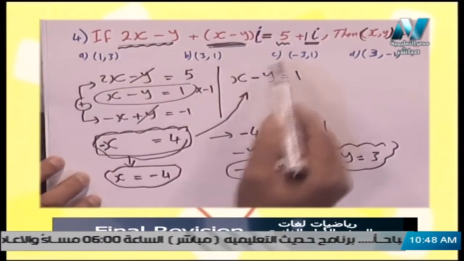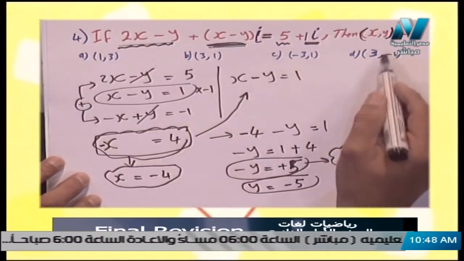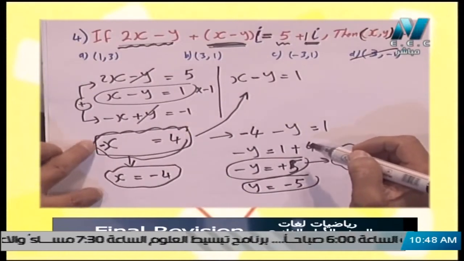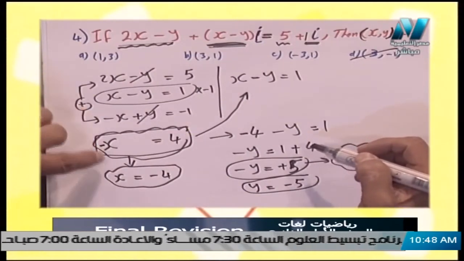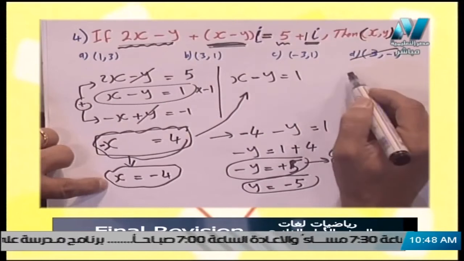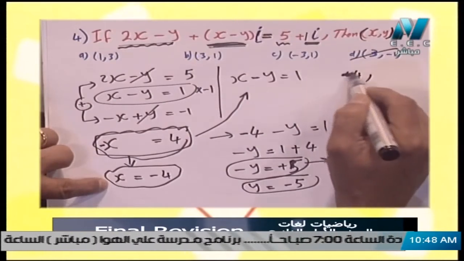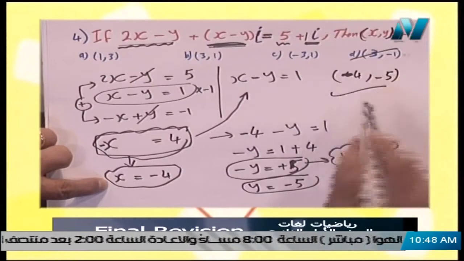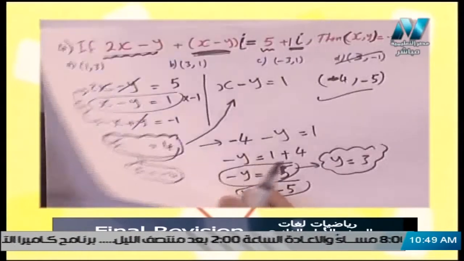Something is wrong about the choice here. So let it here be x equals negative 4 and y equals negative 5. And this is the answer. Okay, let's move to another question.